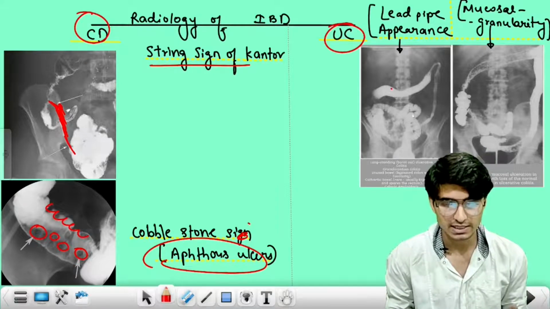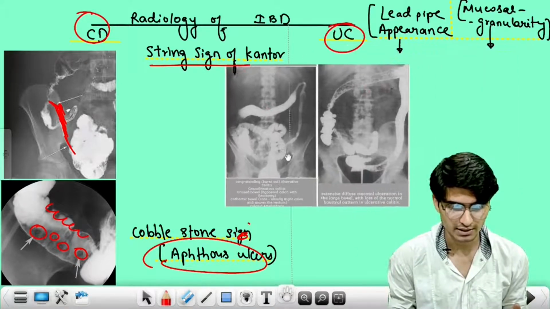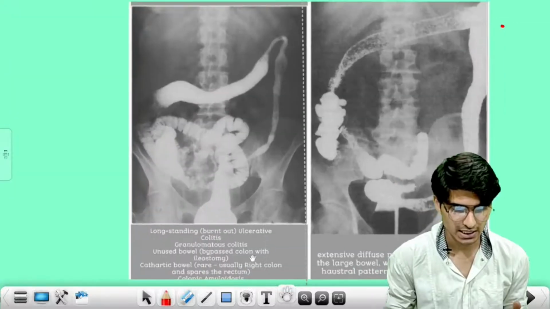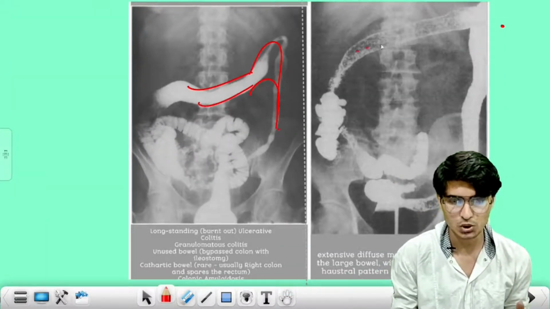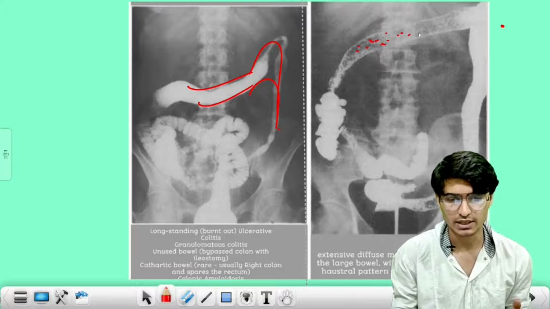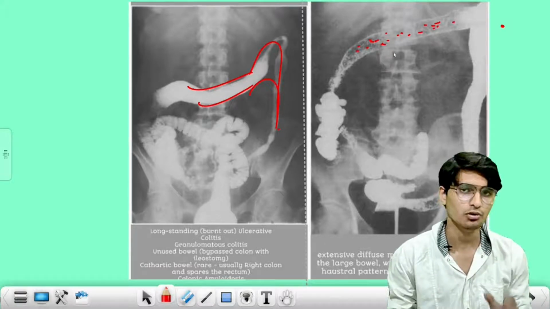Okay, so there is the lead pipe appearance there, right? That is showing the lead pipe appearance there, right? Lead pipe is there, and this is showing the fine mucosal granularity, the earliest presentation of UC here.